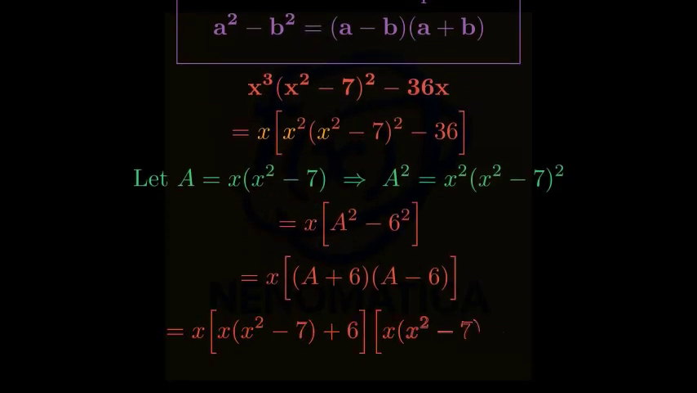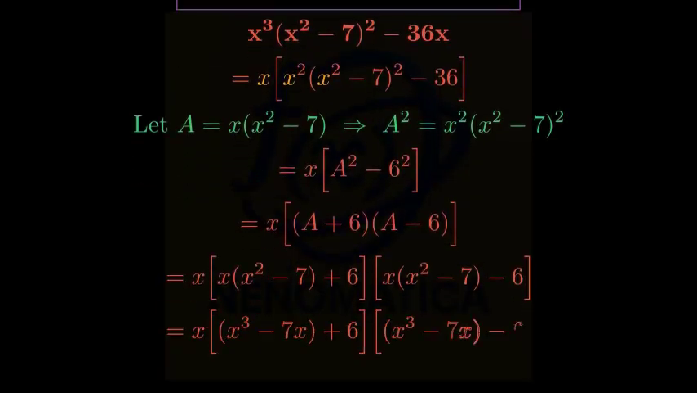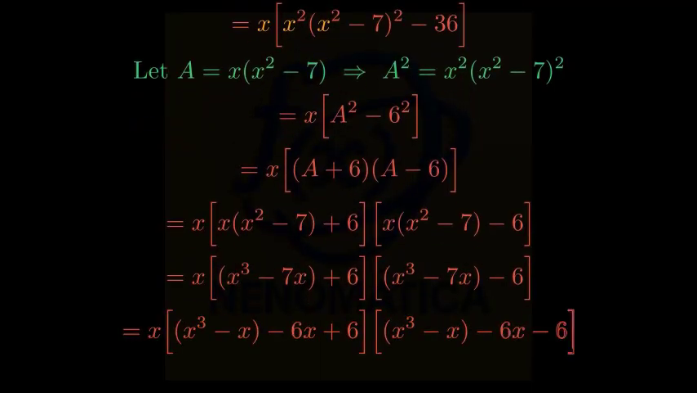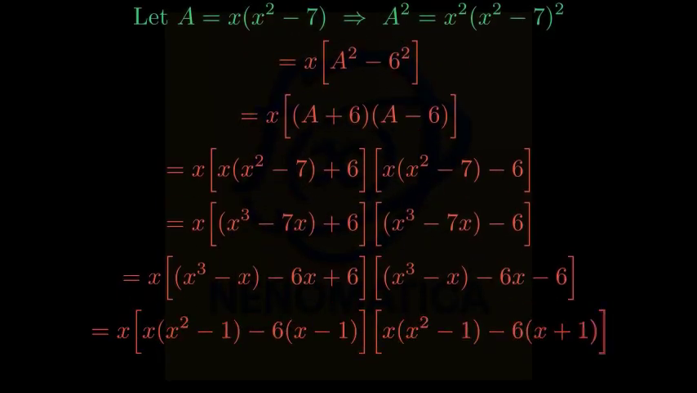Replace A with x times (x squared minus 7) to write two cubic expressions, x cubed minus 7x plus 6, and x cubed minus 7x minus 6. Now, decompose each cubic by grouping to expose common binomials.